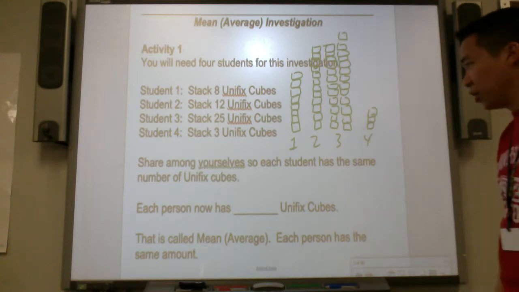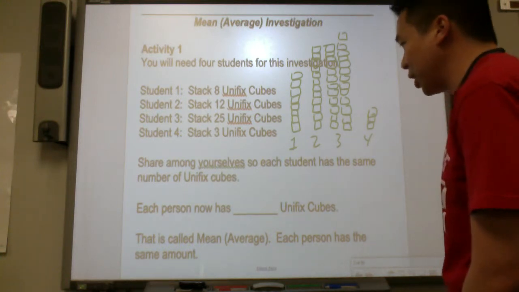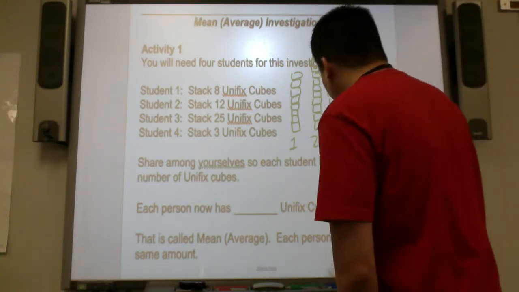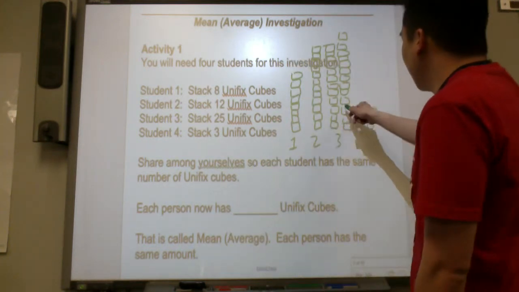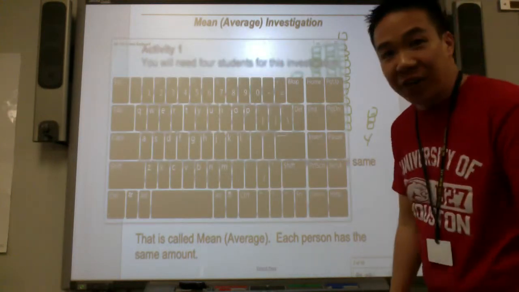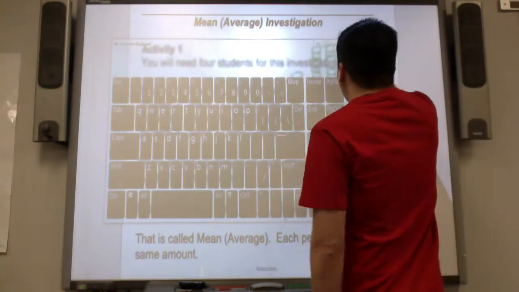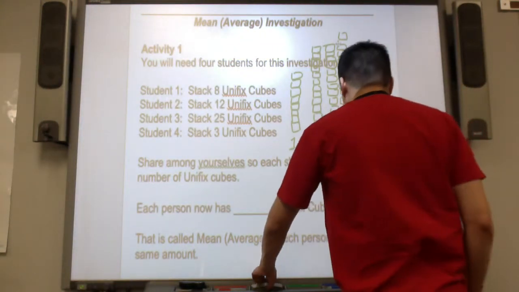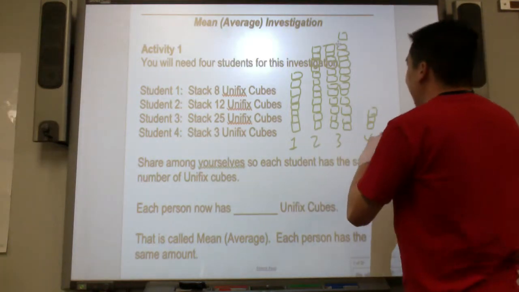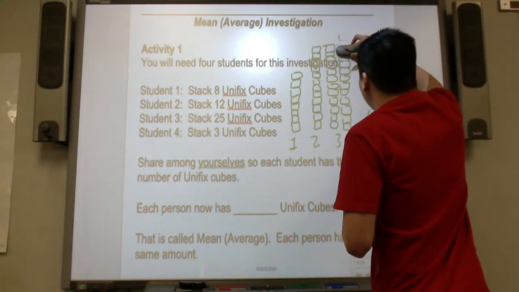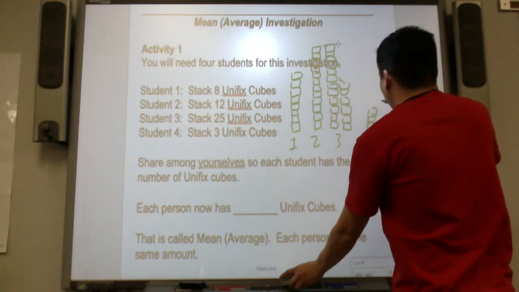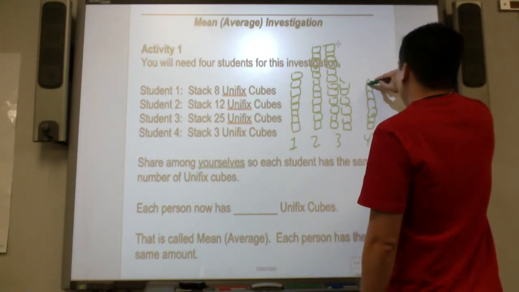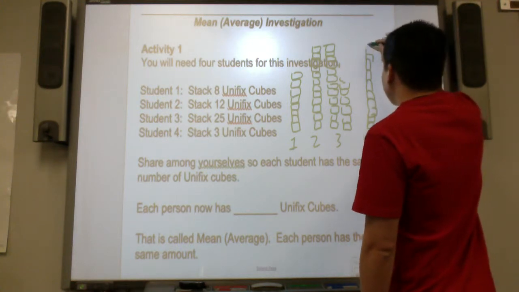Share among yourselves so each student has the same number of unifix cubes. So let's start sharing. Student 4 does not have enough. So I will have to take some unifix cubes from student 3. So let's take out 7 of them. 1, 2, 3, 4, 5, 6, 7. So draw 7.